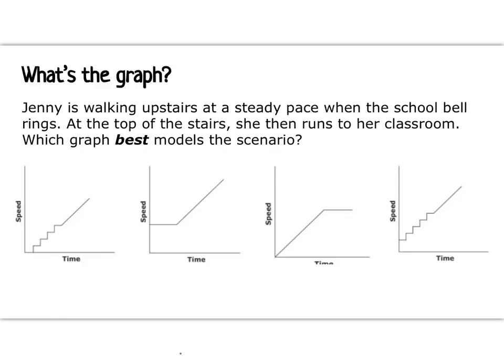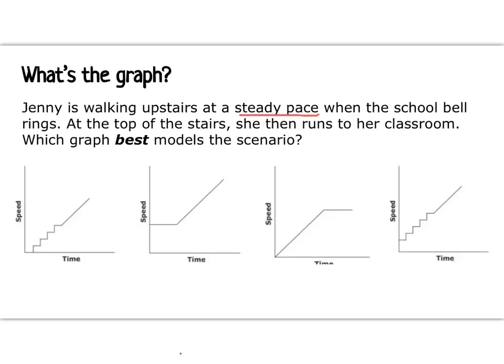So now opposite, we have a scenario and we need to pick the graph. This one says Jenny is walking upstairs at a steady pace when the school bell rings. At the top of the stairs, she then runs to her classroom. Which graph best represents the scenario? So when I think about this, if she's walking at a steady pace, that means it's constant. That means my line is going to be straight.